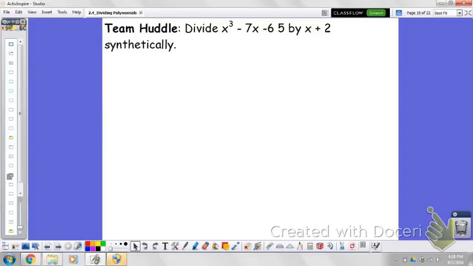So now we're dividing x cubed minus 7x minus 65 by x plus 2. We're going to do this synthetically again. So I start with my 0, x plus 2 equals 0, so x is equal to negative 2. So I have negative 2 in my upper left-hand corner. Then I write out my coefficients. X cubed, coefficient of 1. X squared has a coefficient of 0, so 0. The x has a coefficient of negative 7. And then my constant, negative 65.